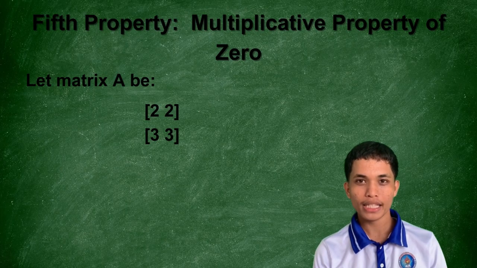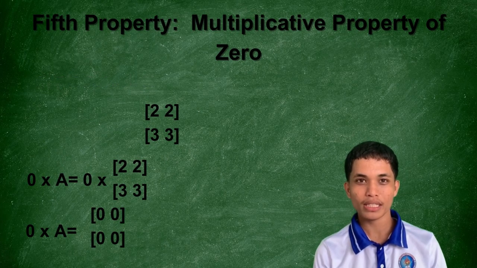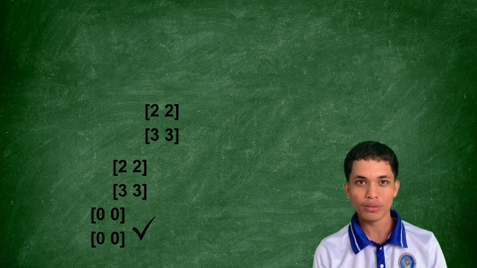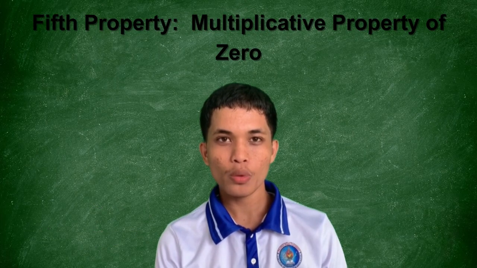When we multiply this matrix by the scalar 0, each entry in the matrix is multiplied by 0. So, 0 times 2 is 0. 0 times 3 is 0. And this applies to all entries. Therefore, the resulting matrix is the zero matrix, where every element is 0. So, remember, the 5th property of scalar multiplication tells us that multiplying by 0 always gives the zero vector or matrix. It's a simple but powerful rule.